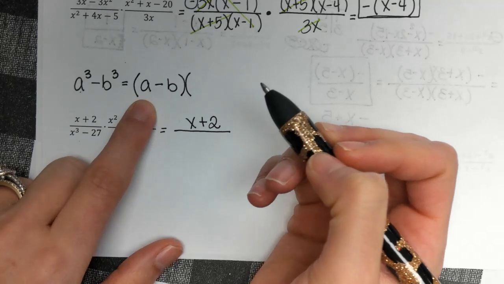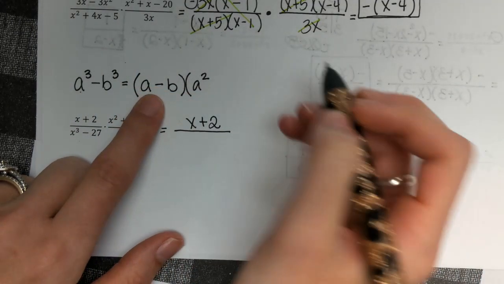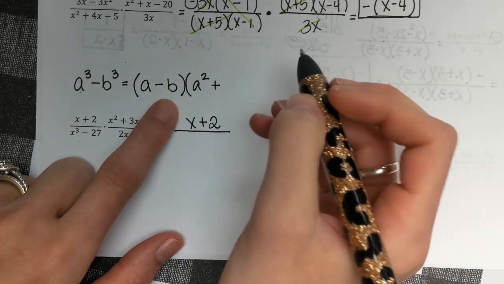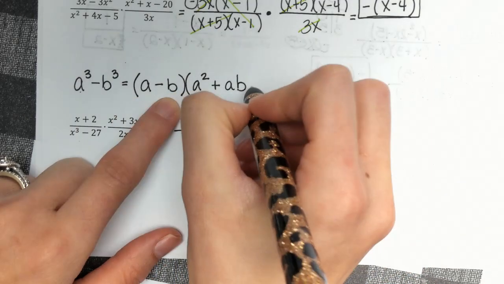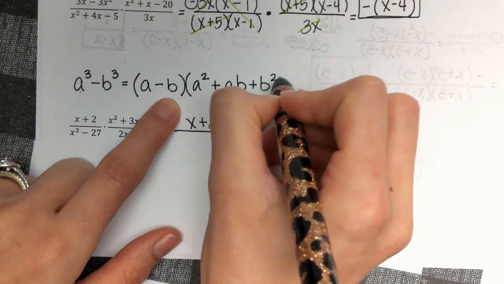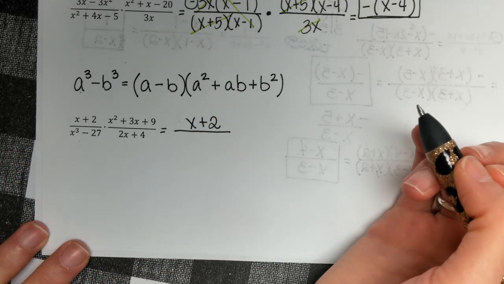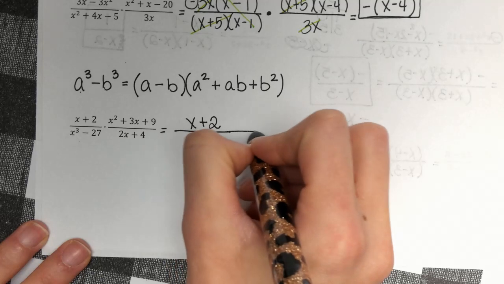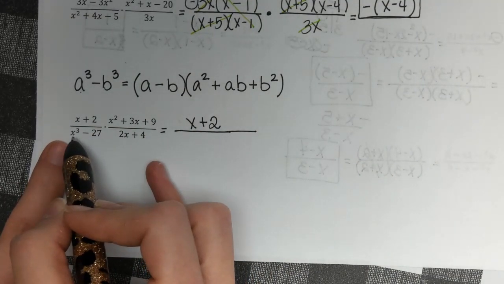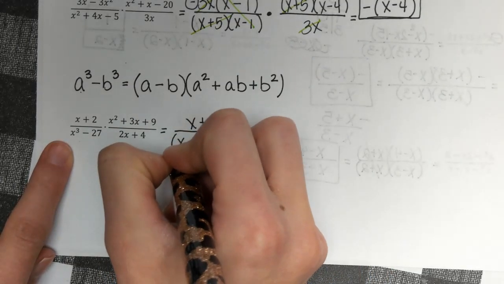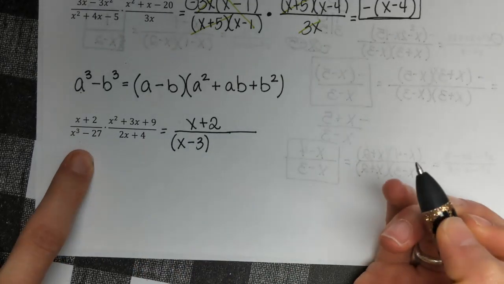Then we use these numbers. So I would take a and square it, then change my sign. I would multiply a times b, and then I take b squared. It's always going to be plus because anything squared is positive. So doing that with actual terms: the cube root of x cubed is just x. Cube root of 27 is 3. I keep the minus.